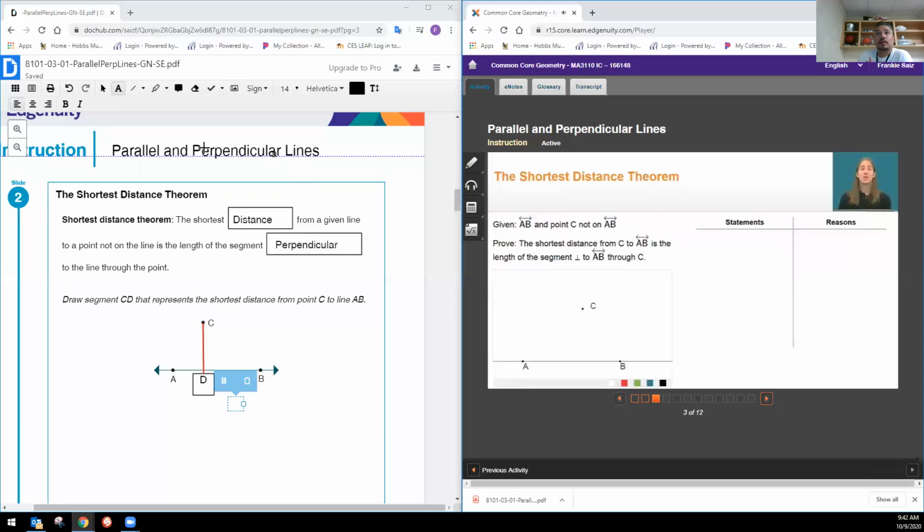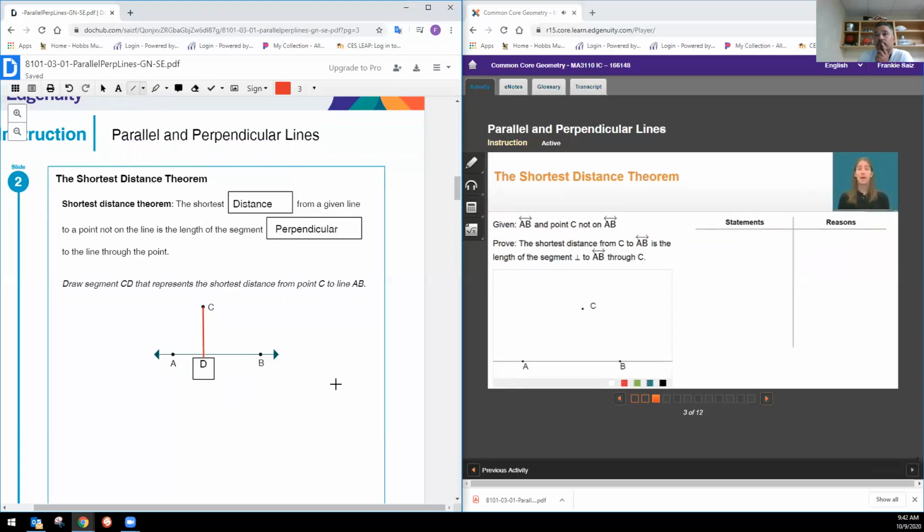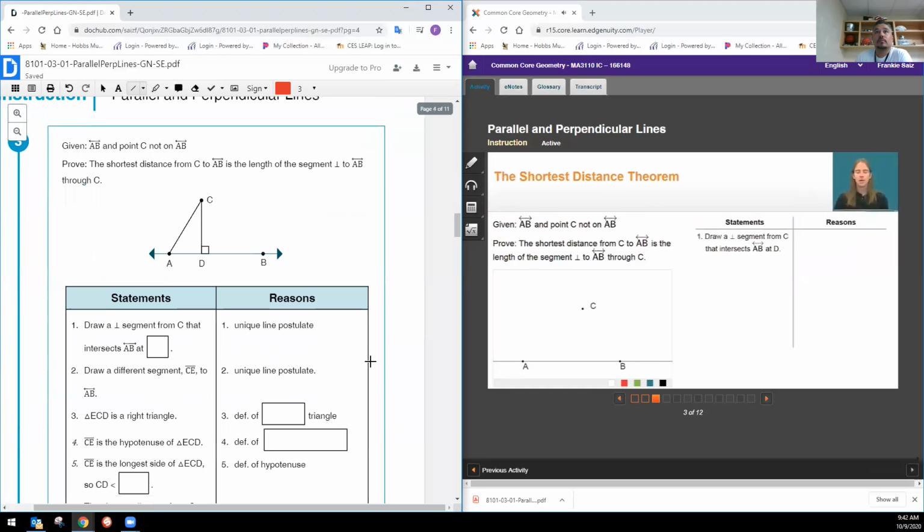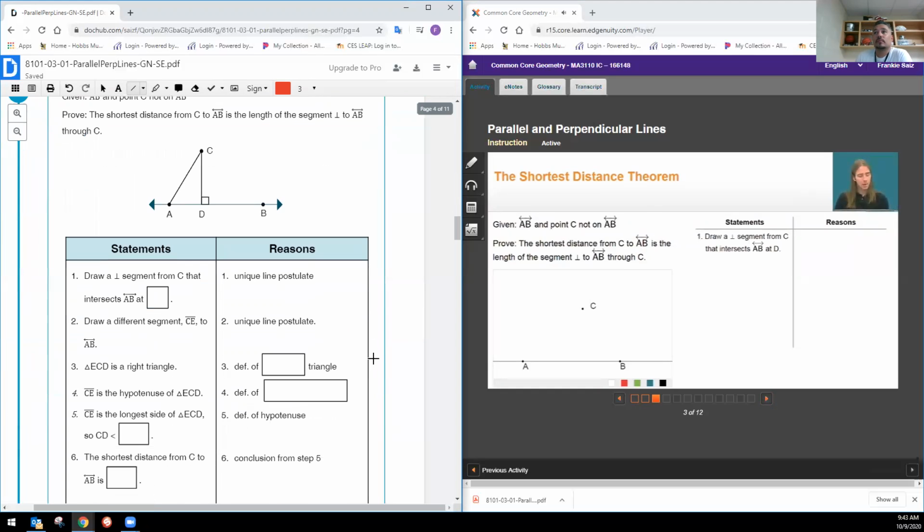Let's prove the shortest distance theorem. We are given a point here, C, and it's not on the line that we're given, which is line AB. And what we need to prove is that the shortest distance from C to AB is the length of the segment that's perpendicular to AB and goes through C. Let's start by drawing a perpendicular line segment from C to the line. On your guided notes, it's already done for you.